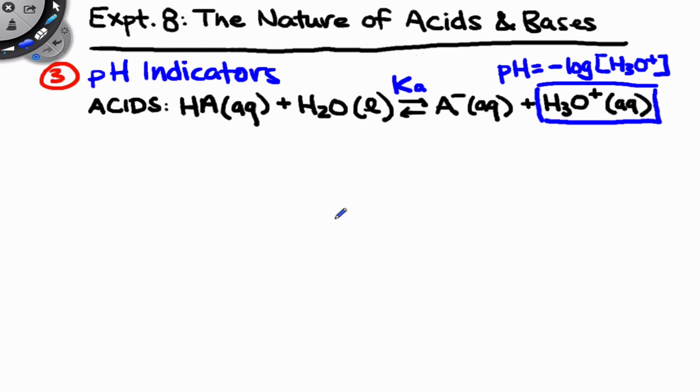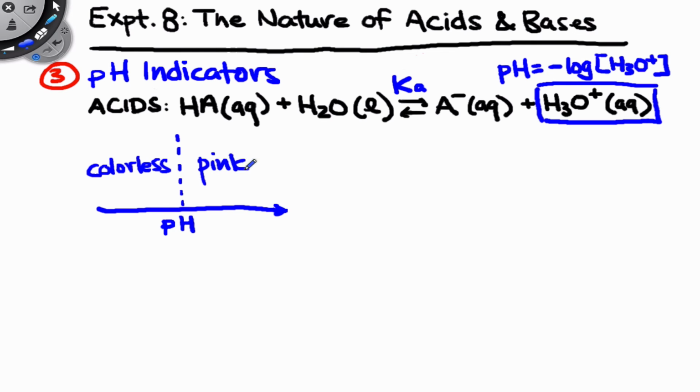In the final part of this experiment, we're going to investigate pH indicators. And a pH indicator is simply a species that changes color in response to a change in pH. Specifically, if we think about pH on a horizontal axis, for an indicator there is a critical pH at which the color of a solution containing the indicator changes from one color to another color. So for example, for phenolphthalein, the solution goes from colorless at relatively low pHs to pink at relatively high pHs.